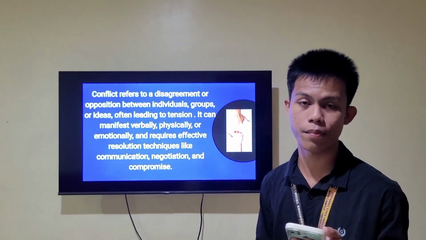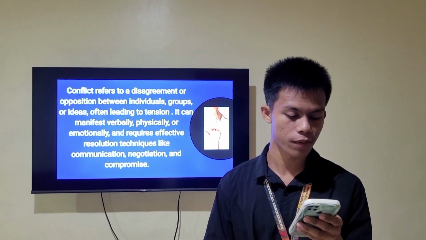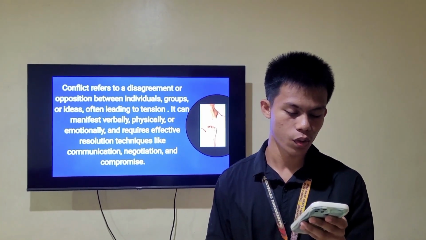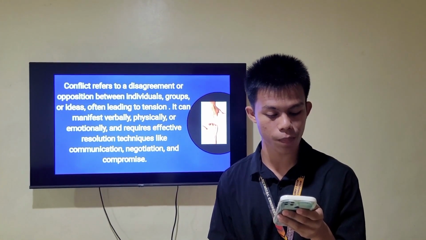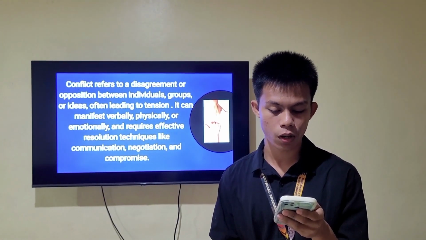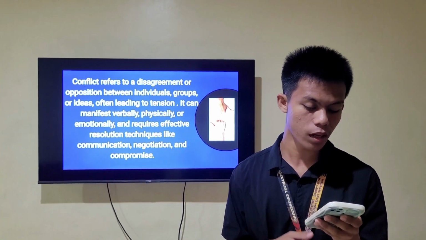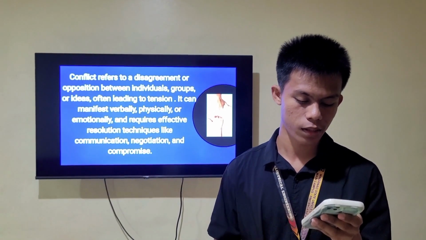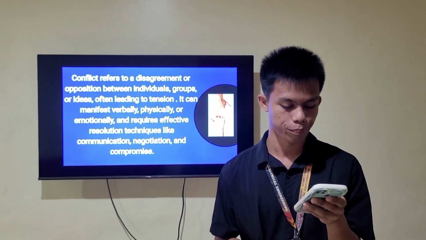And then, in simple words, conflict means that people or groups have different ideas or opinions that they disagree on, which can cause stress or tension between them. It can show up in how people talk, act, or feel towards each other. To solve a conflict, it's important to talk openly, find a middle ground, and work together to come to an agreement.